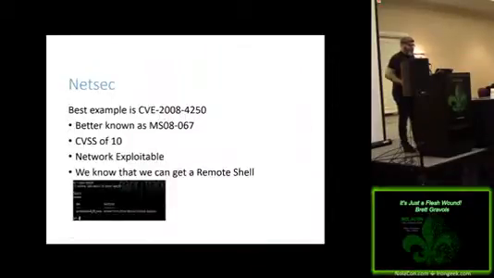So with NetSec, the best example that I like to use is CVE-2008-4250, which most of y'all probably know as MS08-067. It has a CVSS score of 10. It's definitely network exploitable, and pretty much we all know that we can fire up Metasploit, get Meterpreter, and get a remote shell with it.